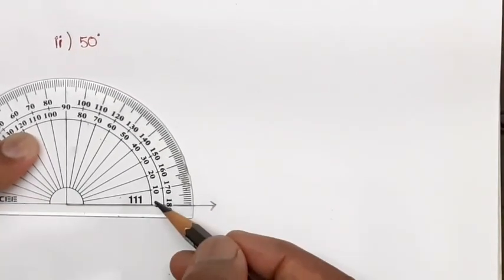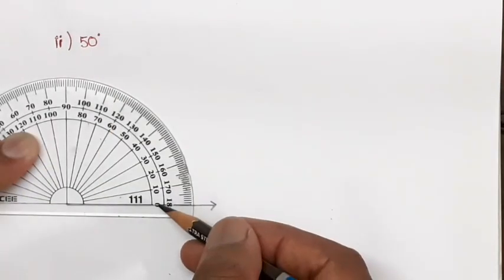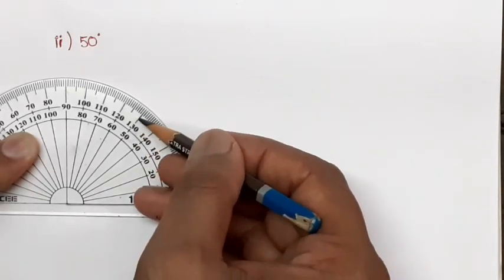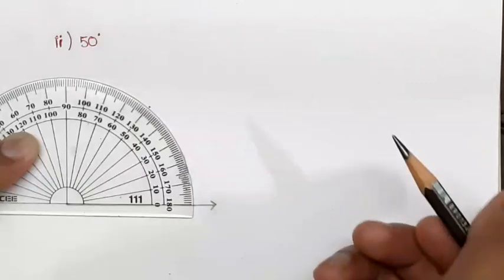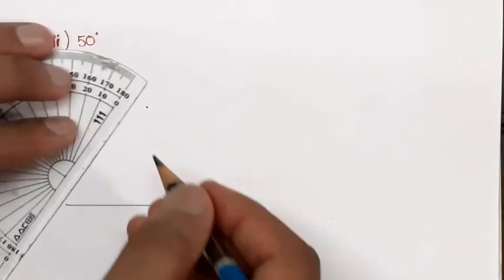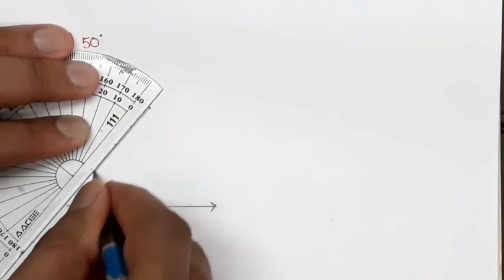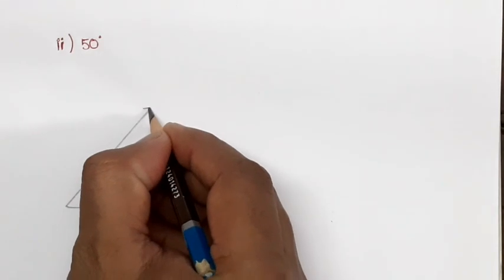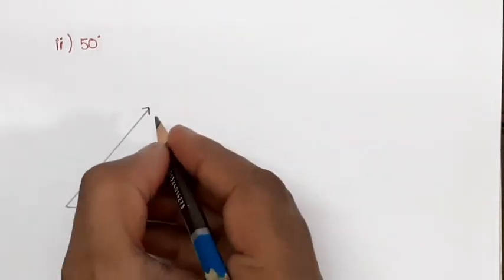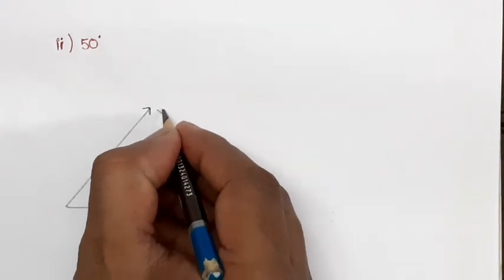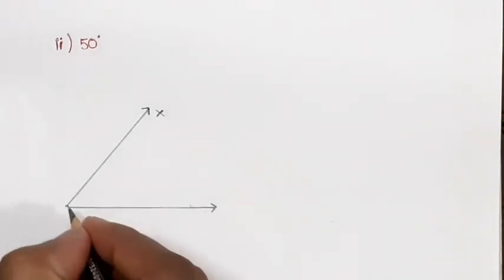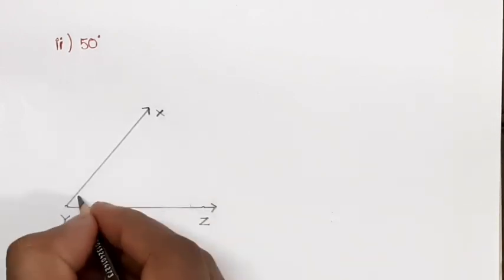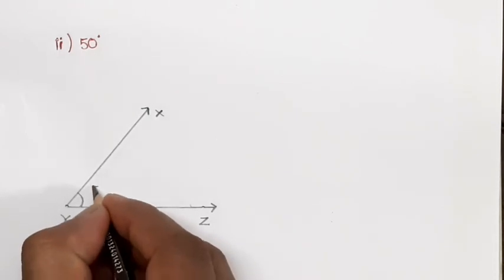So we want 50 degree, hence 0, 10, 20, 30, 40, 50. So 50 is here, hence the point should come there. Now join that point and our end point of the ray. Then mark this as a ray and name it, for example, take it XOY, or XYZ as you wish, and measurement of the angle is 50 degree.